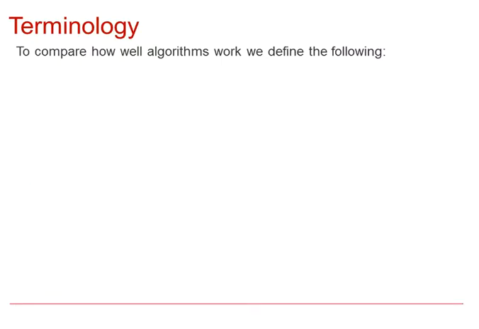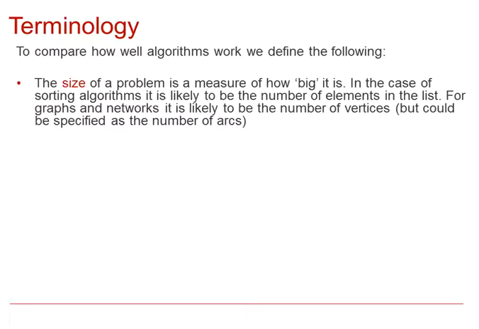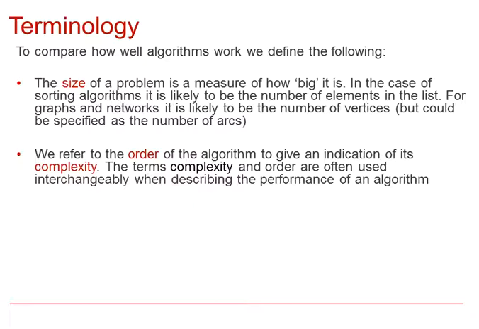To compare how well algorithms work, we define the following. The size of a problem is a measure of how big it is. In the case of sorting algorithms, it is likely to be the number of elements in the list. For graphs and networks, it is likely to be the number of vertices, but could be specified as the number of arcs. We refer to the order of the algorithm to give an indication of its complexity. The terms complexity and order are often used interchangeably when describing the performance of an algorithm.